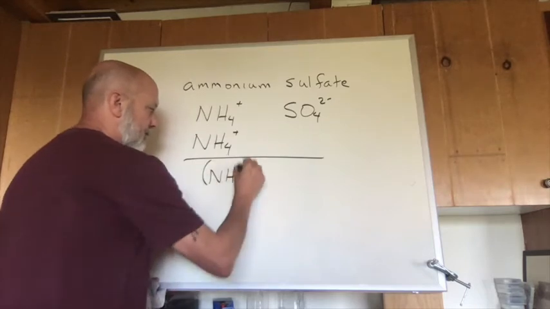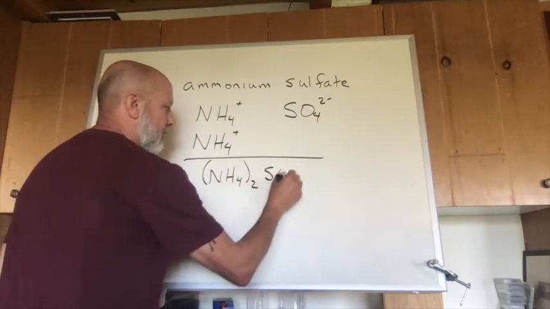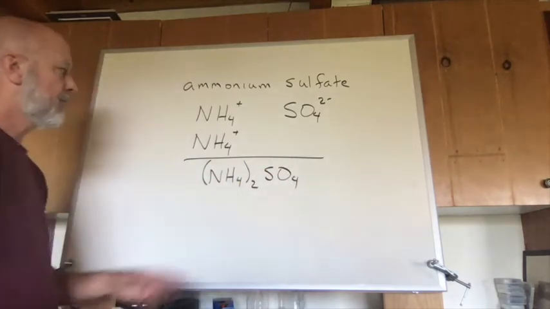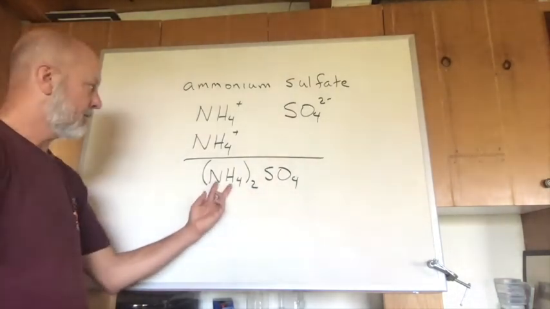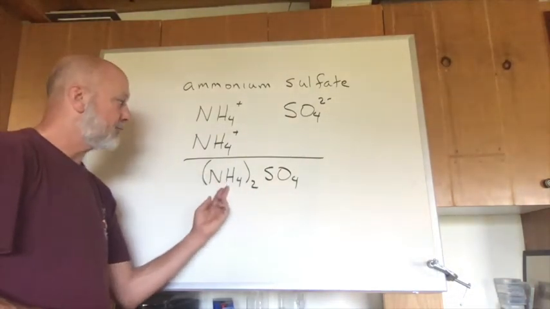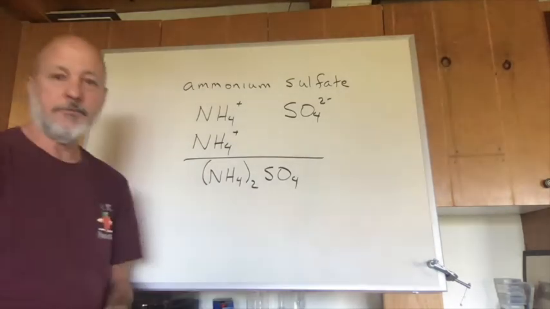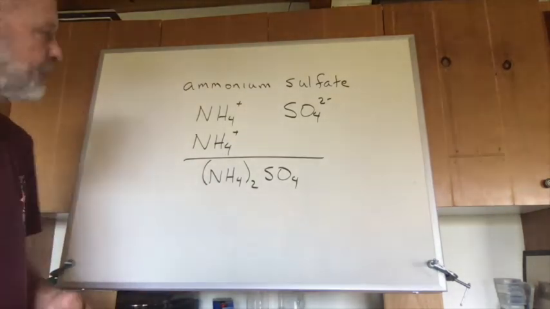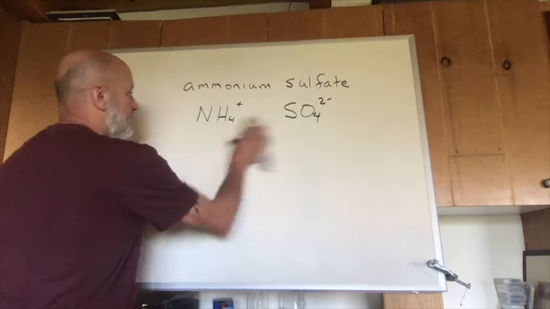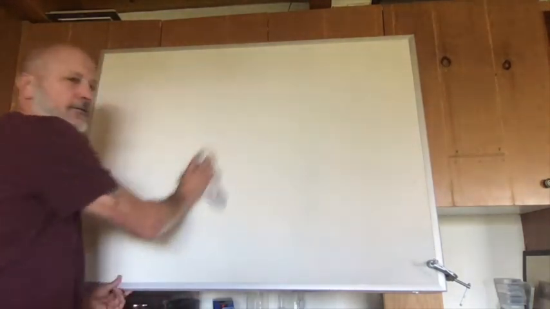NH4 parentheses 2 SO4. Ammonium sulfate, that's the formula. I put parentheses because I have two ammoniums. No parentheses here because there's just 1 sulfate. All right, I want to do 2 more examples with you to finish this video off.